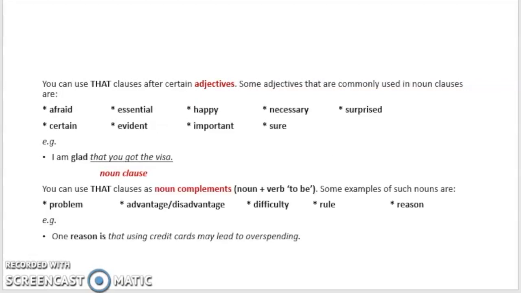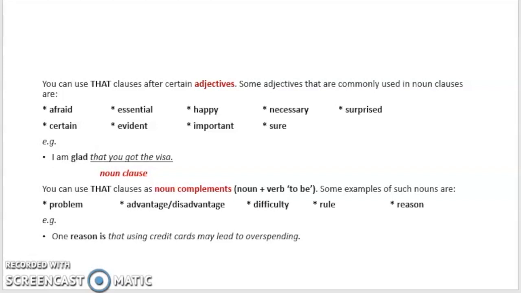We can also use adjectives before noun clauses. Some of these adjectives are afraid, certain, essential, evident, happy, important, necessary, sure, and surprised. For example, I'm glad that you got the visa. In this sentence, that you got the visa is a noun clause, and we have the noun clause after the adjective glad. You can also use that noun clauses as noun complements.